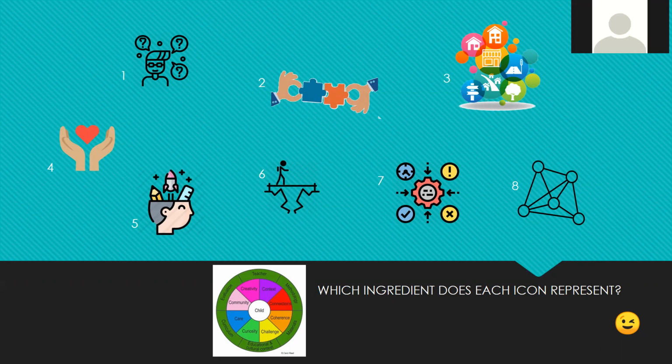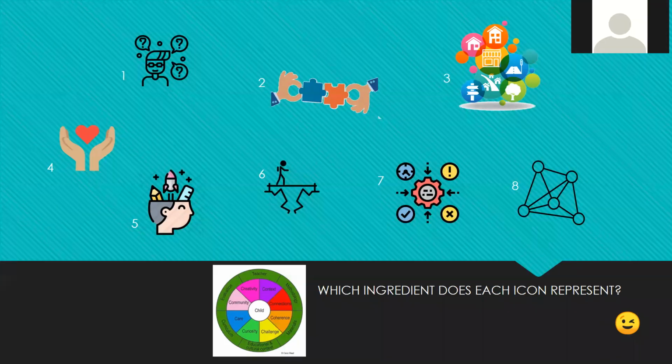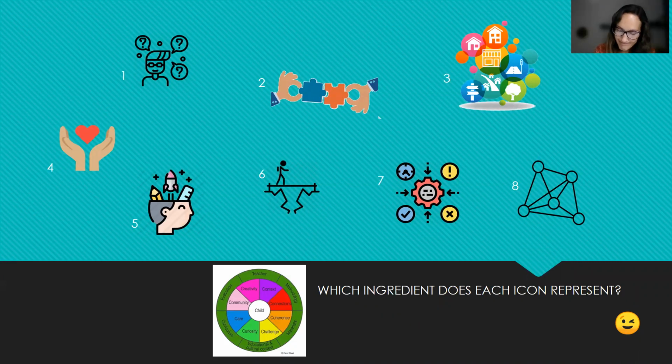Someone says in the chat that number 4 is care. Number 4 is care. Very good. Yes, Romina. Number 6 could be challenge. Yes, very good. 2 could be connections. 7? Or 8. 8. Yes, 8 is connections. Very good. Romy has written maybe in the chat section, 7 context. 7 is context, yes. And number 3? Community. Community, great.